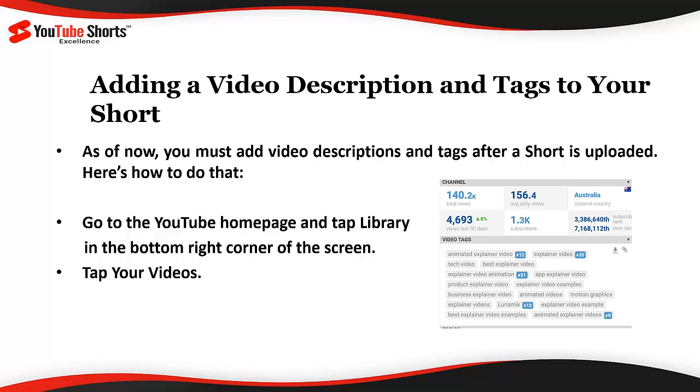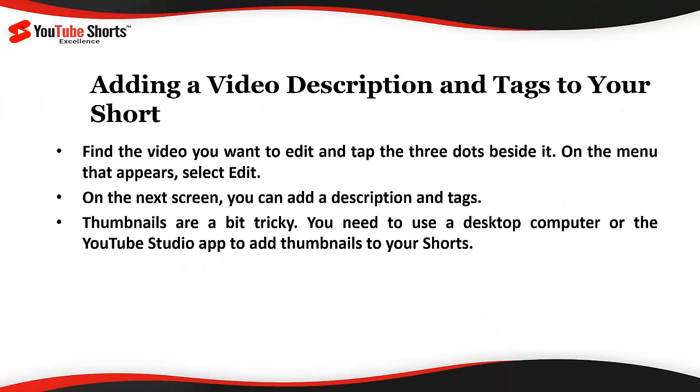Go to the YouTube homepage and tap Library in the bottom right corner of the screen. Tap your videos. Tap the video you want to edit and tap the 3 dots beside it. On the menu that appears, select Edit. On the next screen, you can add a description and tags.